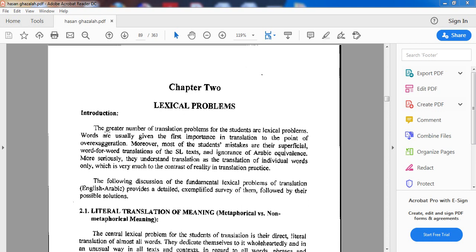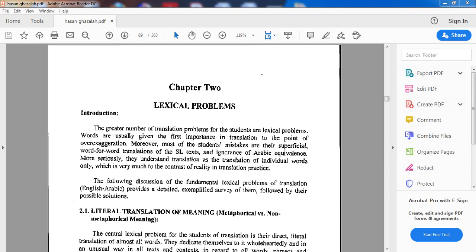And yes, there was a problem with those relations. And today we'll study those relations in connection with translation: how to solve problems related to lexes, that is dictionary words, in translation. So here the writer said the greater number of translation problems for students are lexical problems.